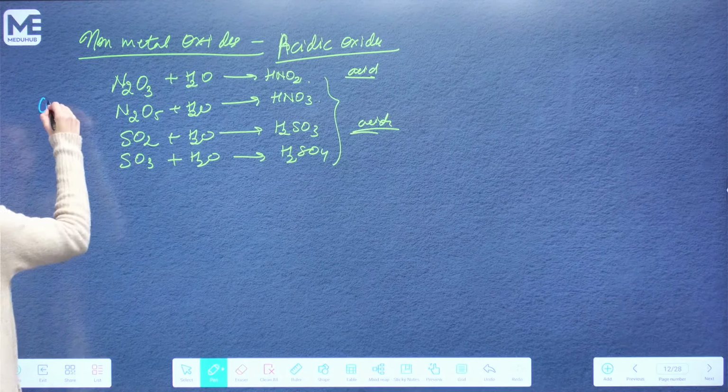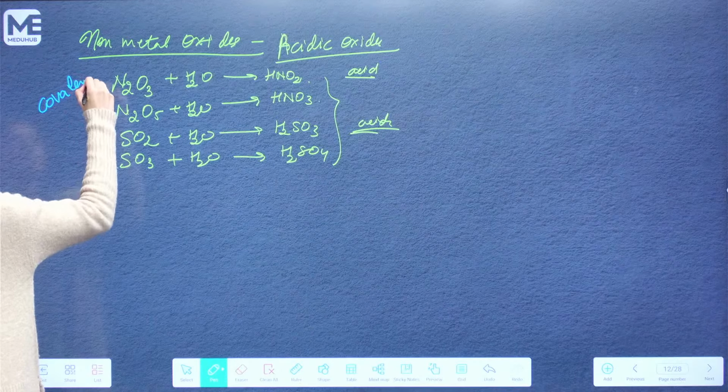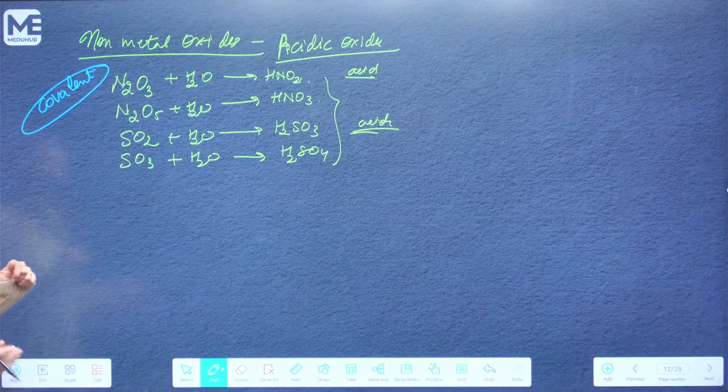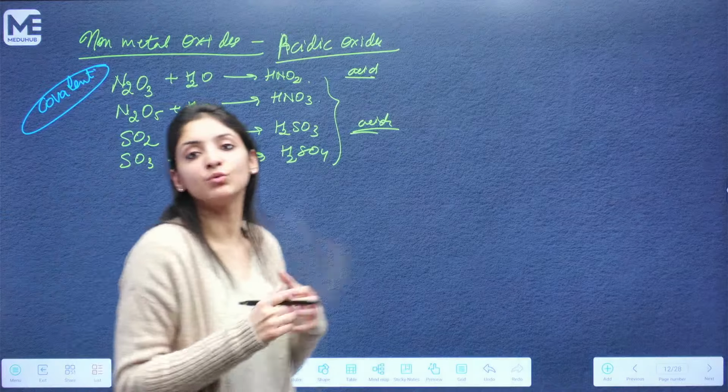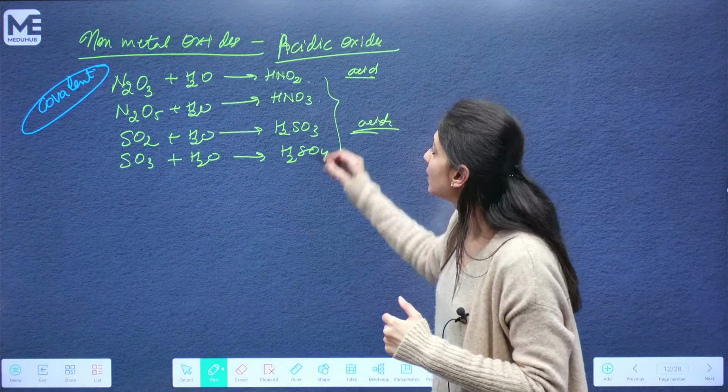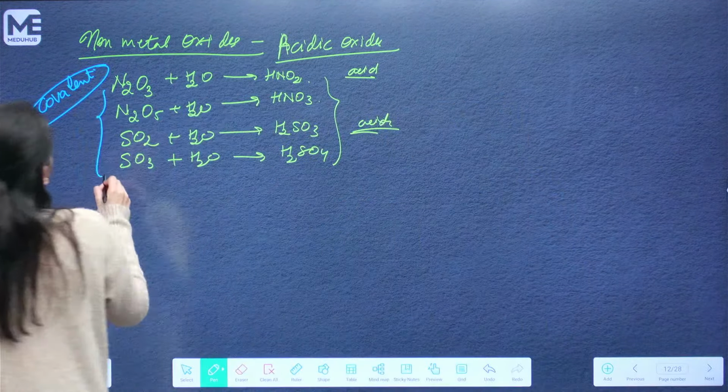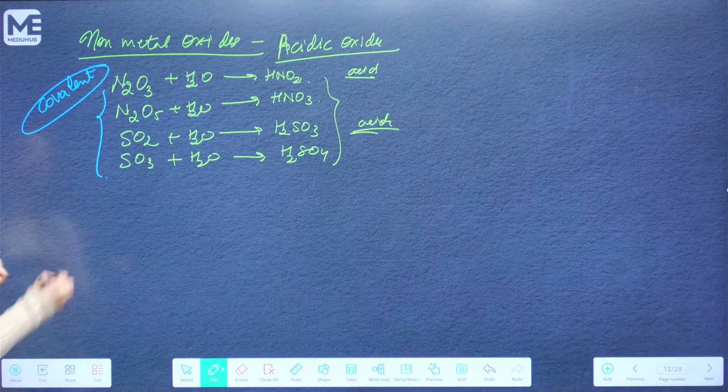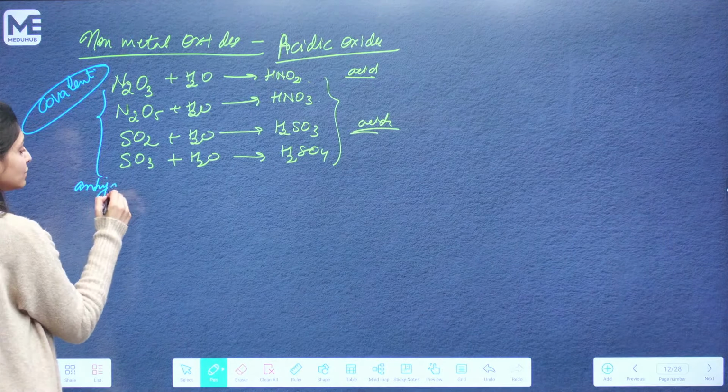All non-metal oxides are covalent in nature. Right? That means they have low melting and boiling points compared to the ionic oxides. We can safely say that the majority of the non-metal oxides are anhydrides of acids also.